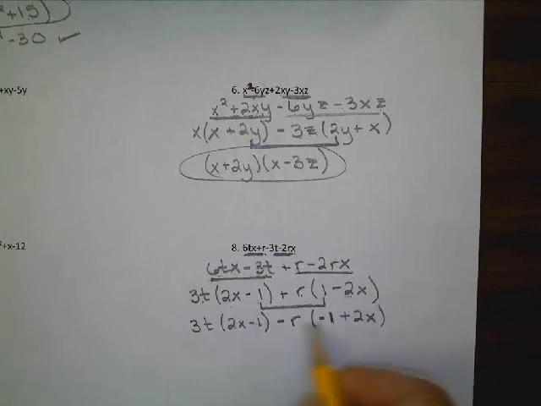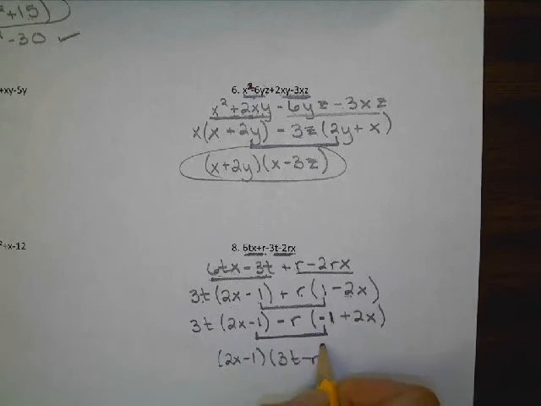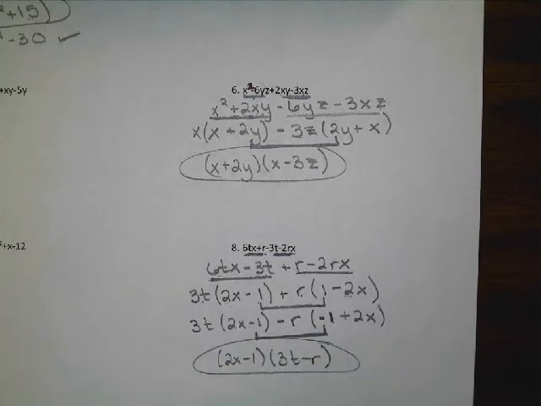Now I have 2x minus 1, and this, just like in number 6, is written backwards, but it's still the same thing. So now I have 2x minus 1 and 3t minus r. And again, if you multiply that back through, you will see that that's the equivalent form. So now you guys try 2, 4, 5, and 7.